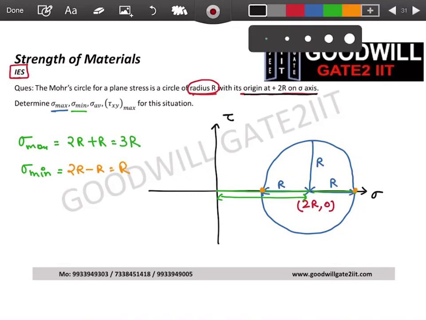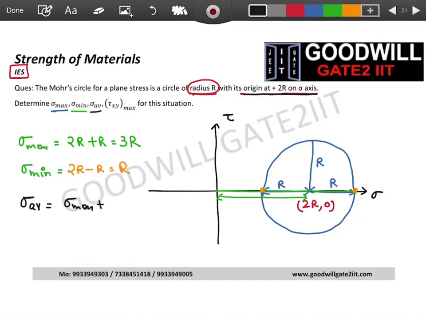Then the third part they ask is, what is the average? Typically they don't ask this in GATE exams, but we know the average is also maximum plus minimum divided by 2, right? That's it. So it came out to be 2r. And what is tau max? Can anyone tell me what is tau max? Tau max is nothing but the radius of the Mohr circle, right? I hope this is very much clear. Are we good in this, guys? Are we understanding this now?